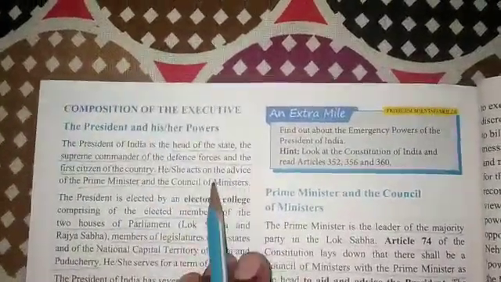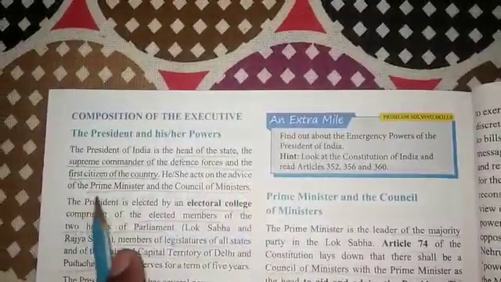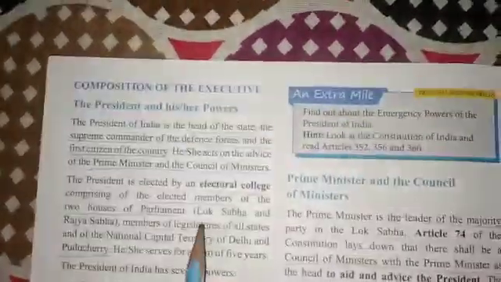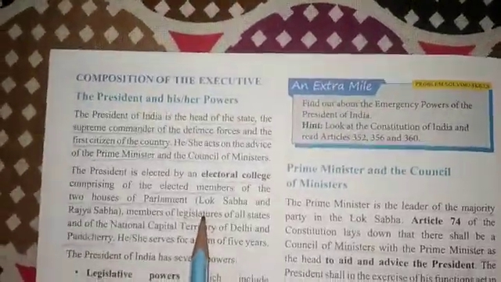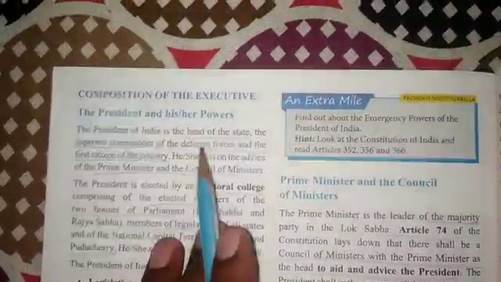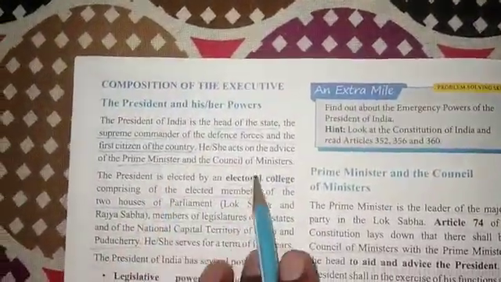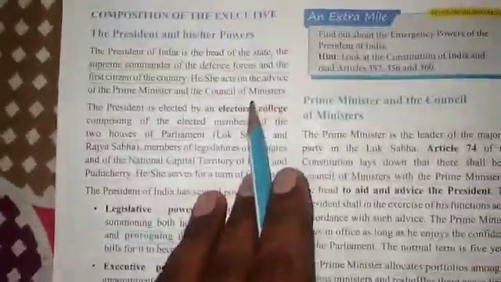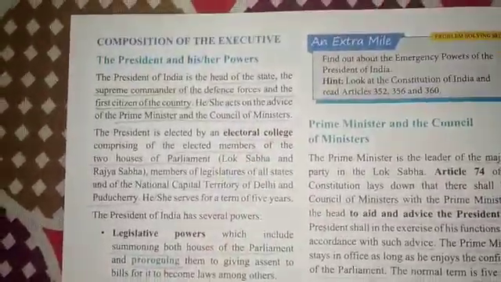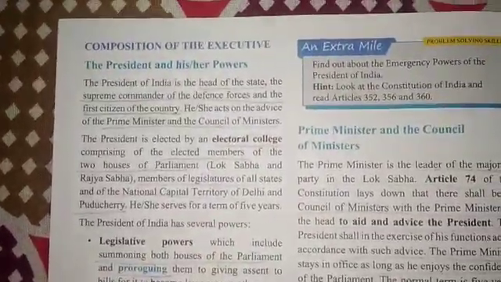Now, he or she acts on the advice of the Prime Minister and the Council of Ministers. Means, if the President has to do any work, he has to take the advice from the Prime Minister and the Council of Ministers. And the Council of Ministers are those who are appointed by the President on the Prime Minister's advice.